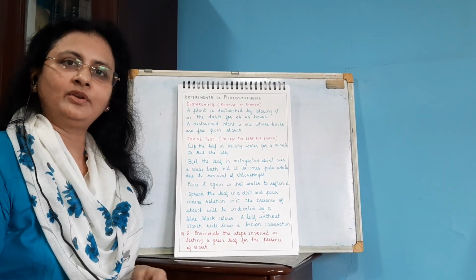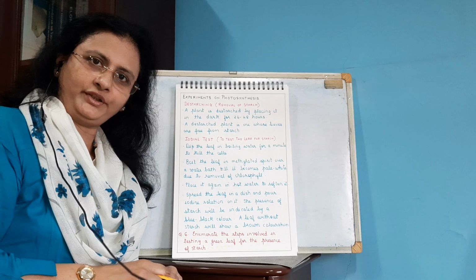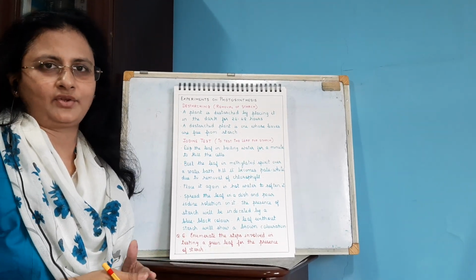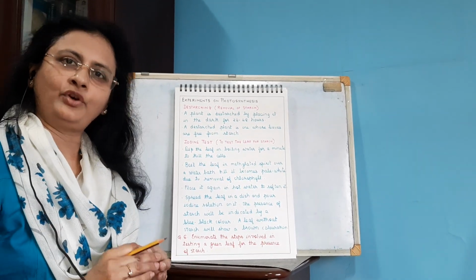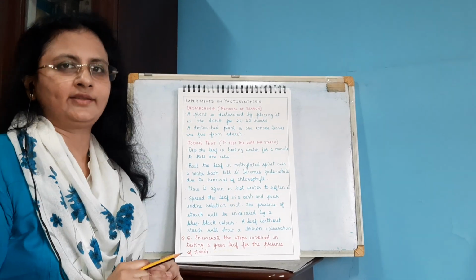And third step, you remove that leaf and again put it in water so that the tissues get softened. And then finally, fourth step, you pour iodine solution on it.